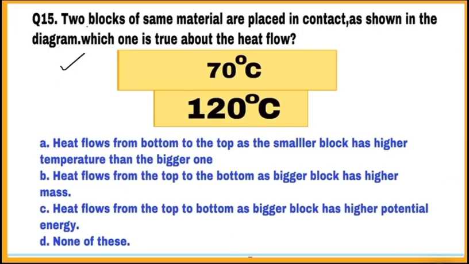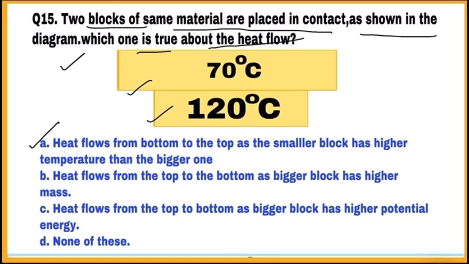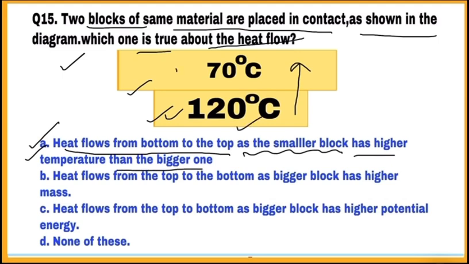Question 15. Two blocks of same material are placed in contact as shown in the diagram here. Which one is true about the heat flow? Answer is A. Heat always flows from higher temperature to lower temperature. So this is the correct answer. Heat flows from bottom to the top as the smaller block has higher temperature. It has 120 degrees Celsius, while the bigger one has 70 degrees Celsius. So heat flows from smaller block to bigger block. So here A is the correct answer.